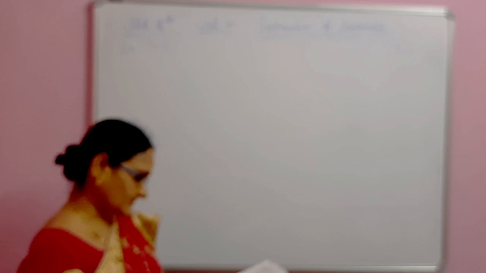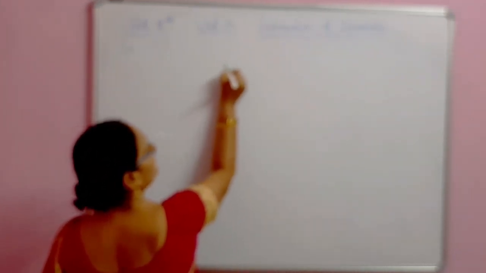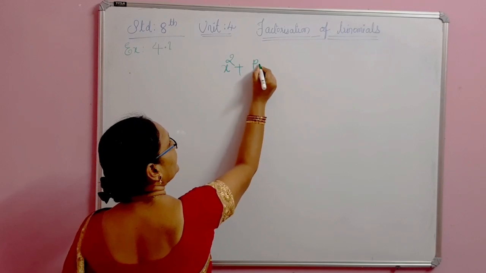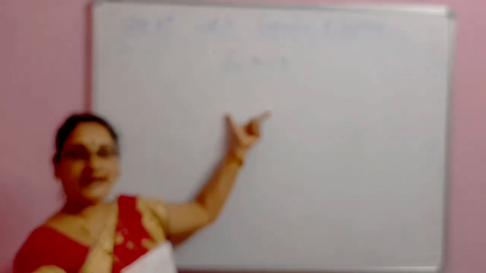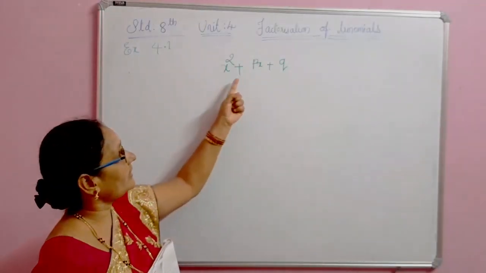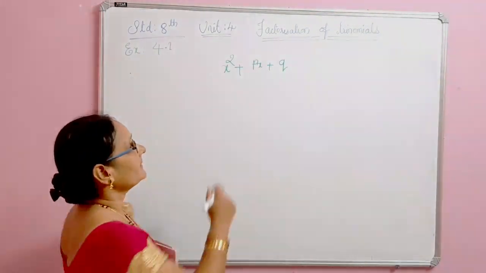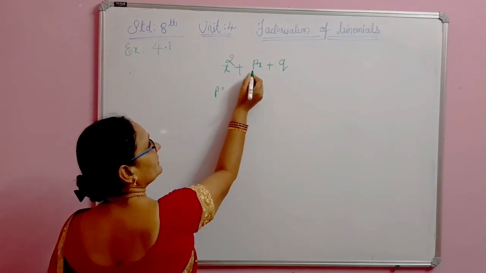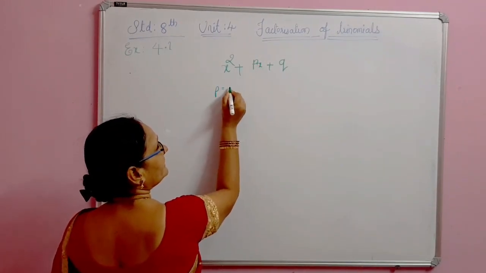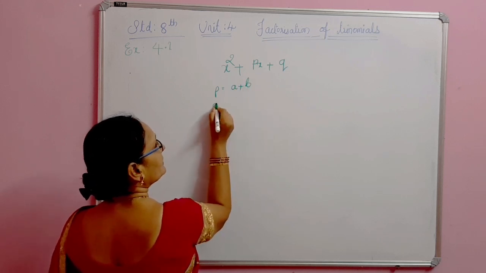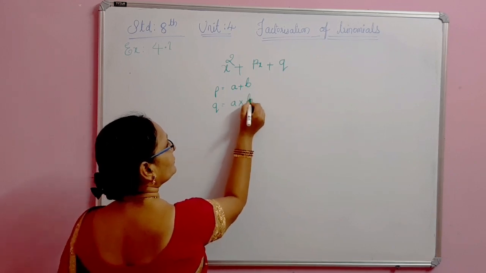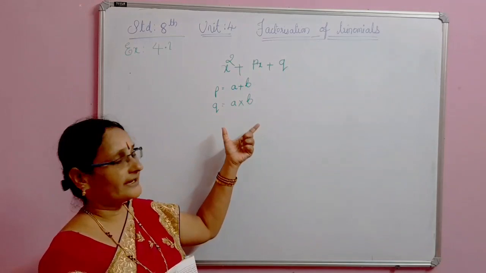Trinomials means there will be three terms. You are getting an expression like x square plus px plus q. This is one general trinomial. You are going to get such kinds of trinomials. Here, 1, 2, 3 terms are there. Here, the value of p we get as a plus b and q we will get as a into b. What is a plus b, a into b?